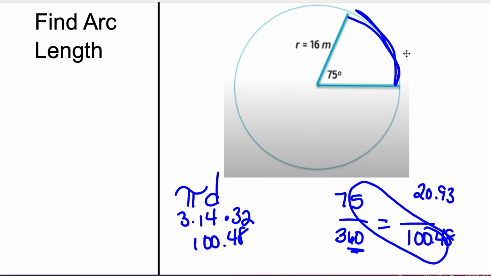And this time, since it's just the circumference, we just use meters, not squared. Go ahead and begin your assignment.